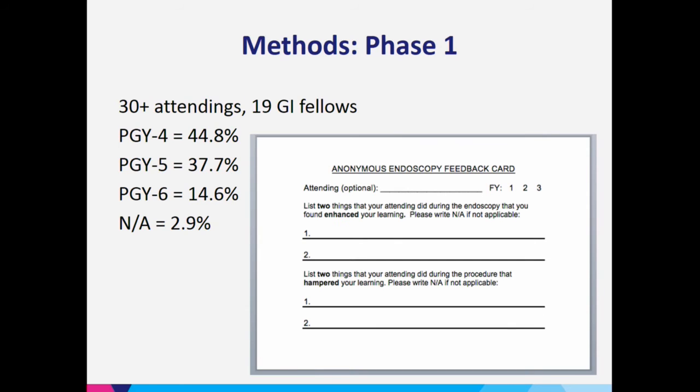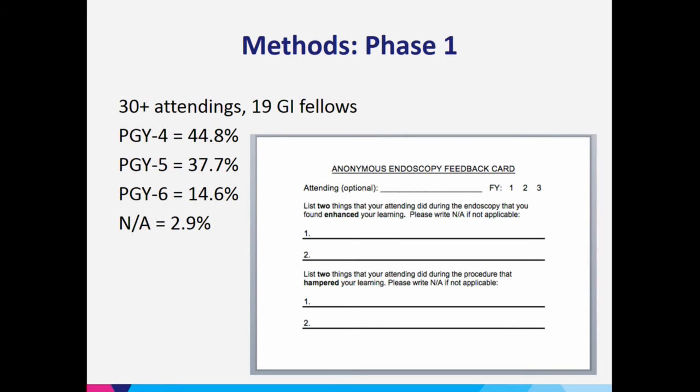So here's a snapshot. This is the actual card that we had printed out on cardstock. As you can see, I'm not sure if you can read it from afar, but there are 2 prompts. The 2 prompts read: list 2 things that your attending did well during endoscopy that you found enhanced your learning. The second prompt is: list 2 things that you thought hampered your learning. The attending field was optional, though it was filled out most of the time. And the fellow year is also listed, fellow year 1, 2, or 3, which corresponds to PGY level 4, 5, or 6, respectively.